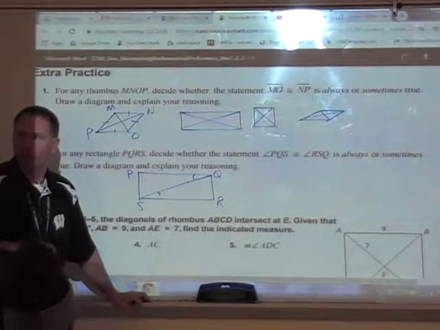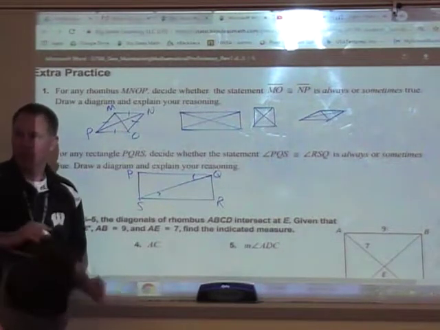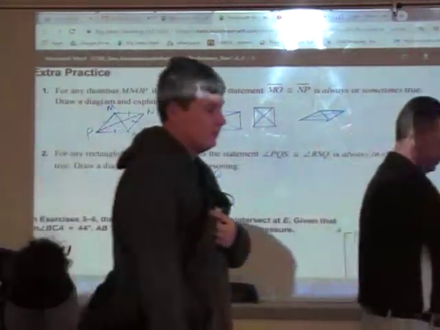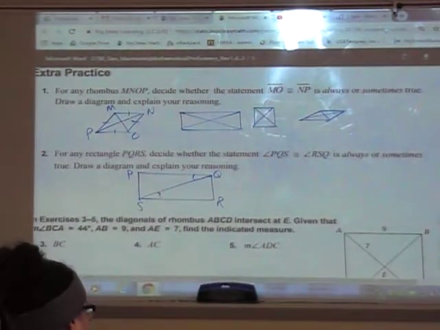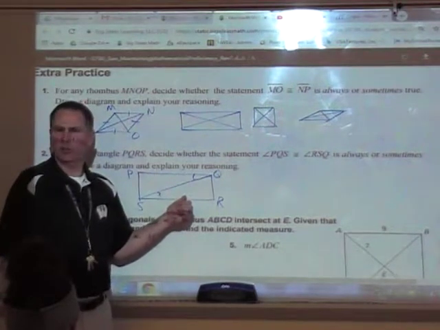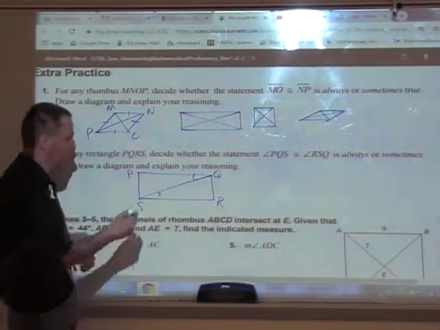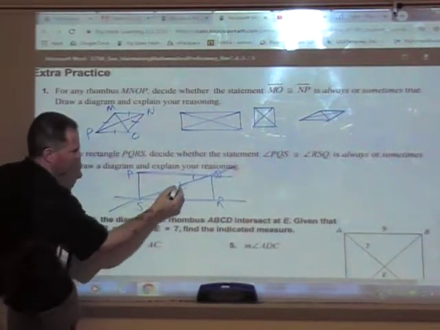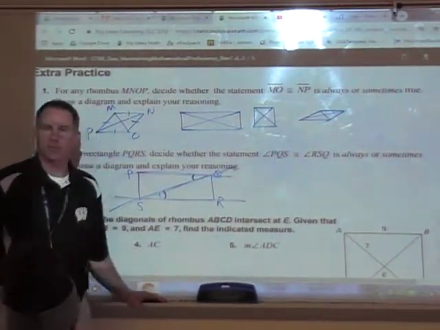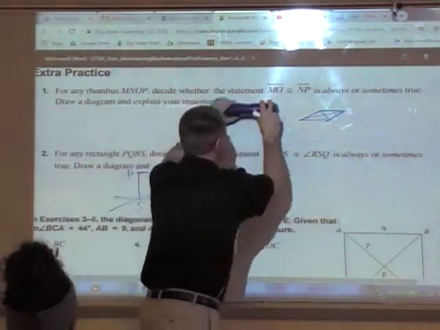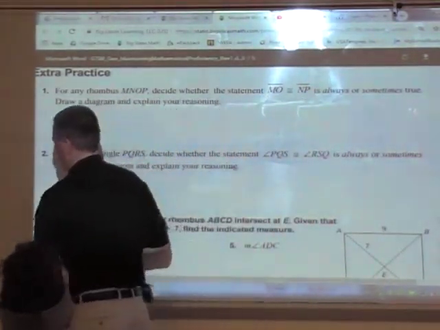Always or sometimes? I hear always and sometimes. The answer is always. Here's why. Aren't rectangles parallelograms? You have two parallel lines cut by this transversal. These are alternate interior angles. Alternate interior angles are always congruent to each other. Always. Okay? Good? Now let's go down.